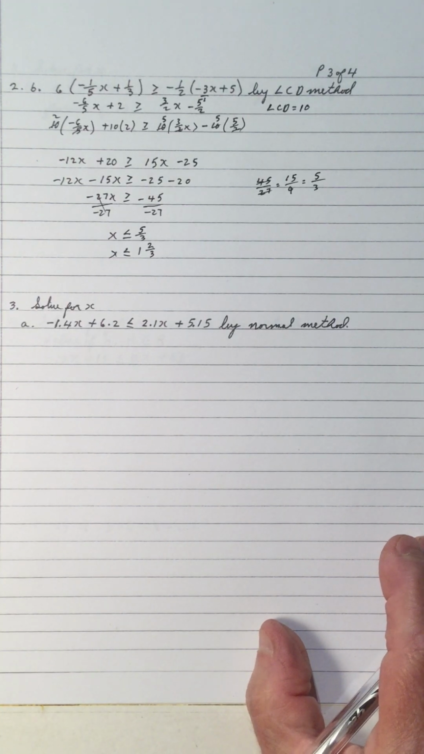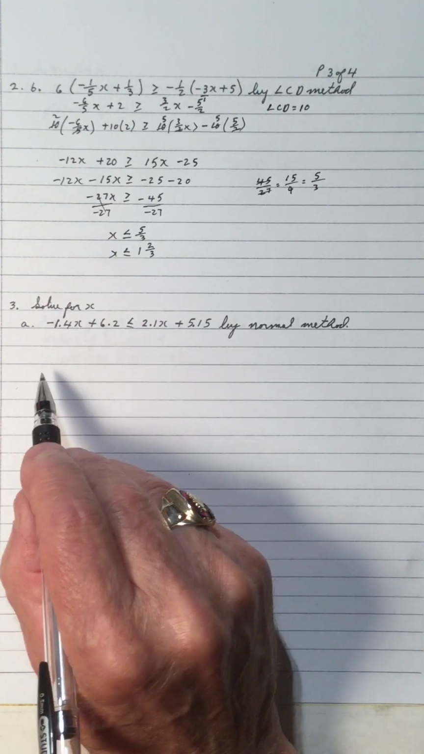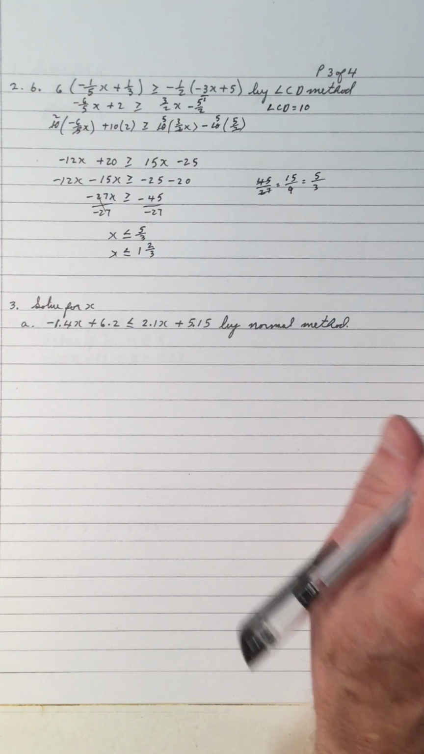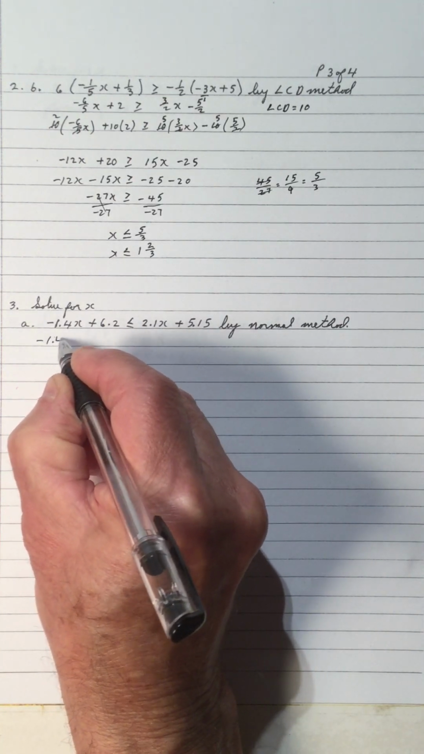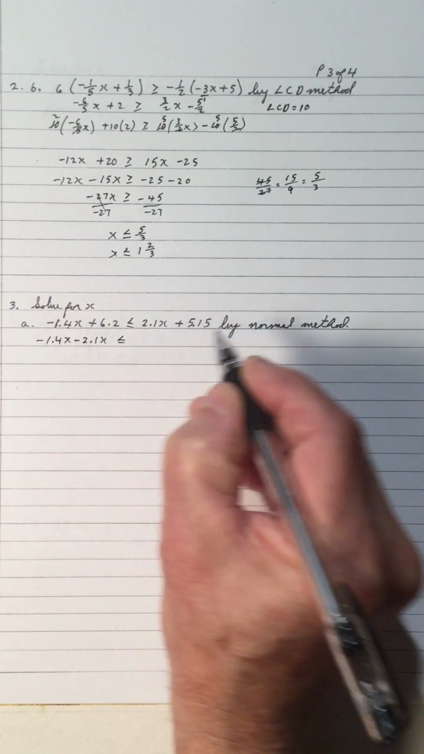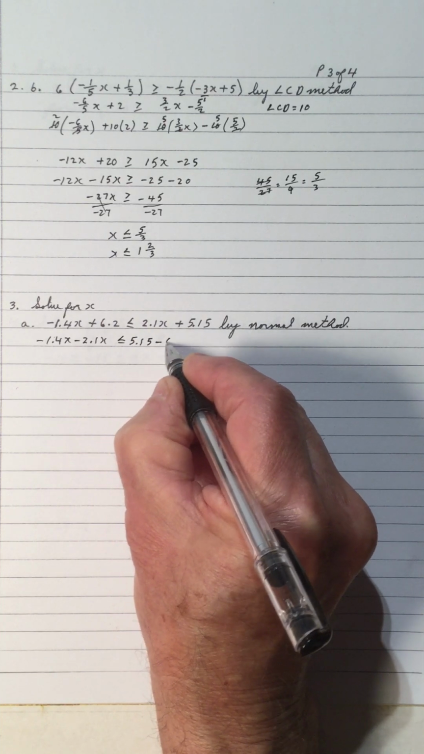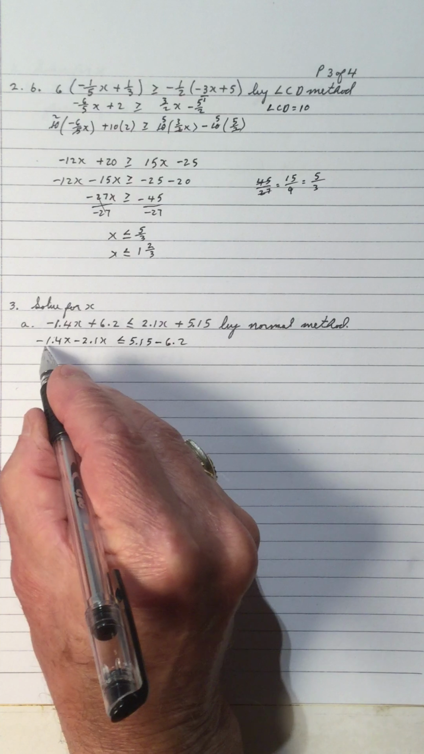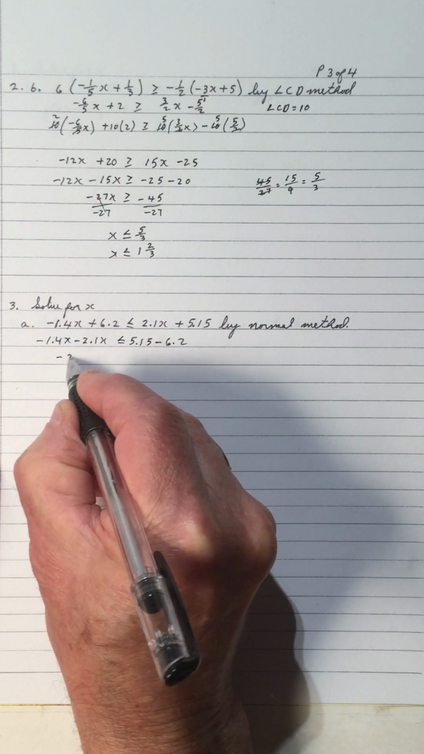Now we have number 3. We're solving. Again, this is a section, and here I have decimals this time. So the normal way is to group the x's on the left and the numbers on the right side and solve for x. So negative 1.4x minus 2.1x less than or equal to 5.15 minus 6.2. Now we simplify, we add, and adding these decimals, they're lined up, so that's a negative 3.5.